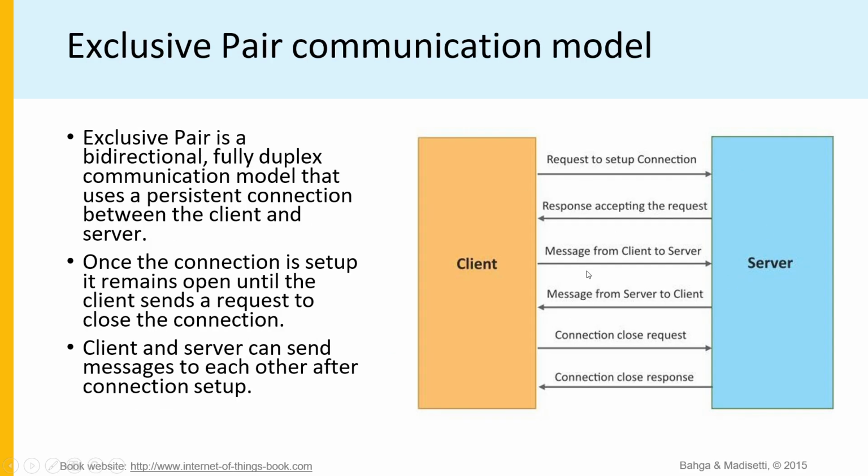Coming to the next model, this is the new one, the exclusive pair communication model. Here there will be only a client and a server. The client will request to set up a connection. If the client is authorized, a real client who has access to that particular data, the server will accept the request and give a response. Once the communication is over, the client will send a connection close request to the server, and the server will respond that the connection is closed. Remember that these first two arrows and the last two arrows, these four, are fixed. It is not mandatory that only a single message can be asked of the server; this can be repeated any number of times.